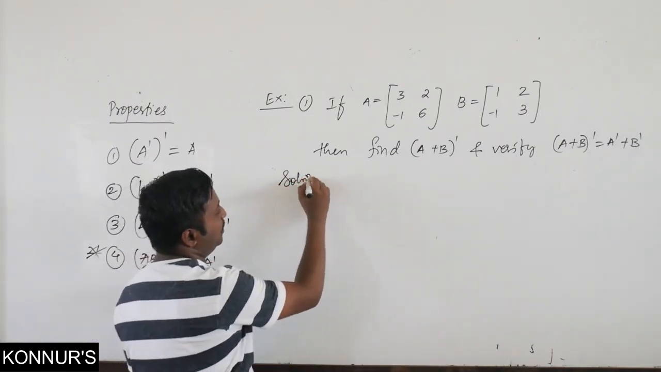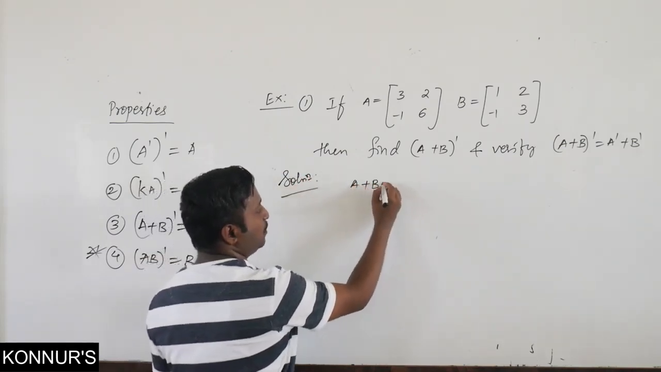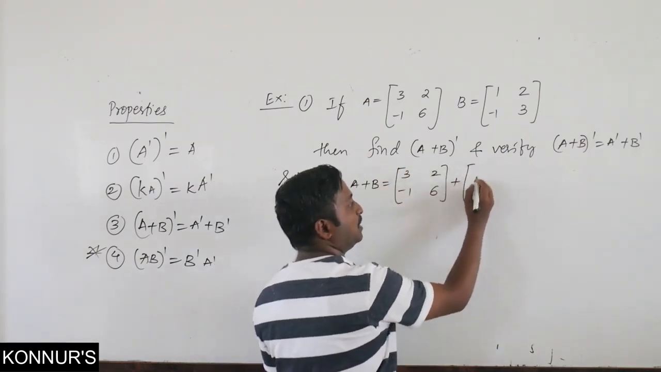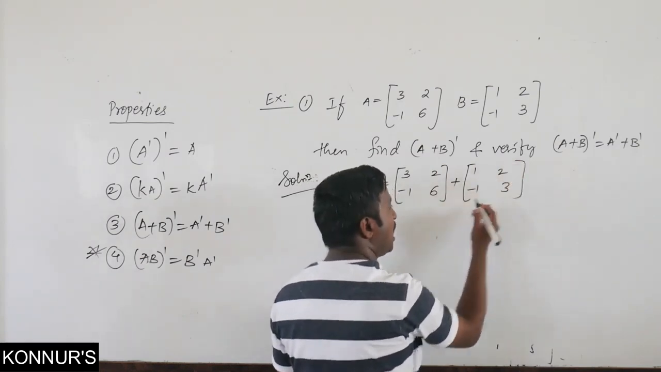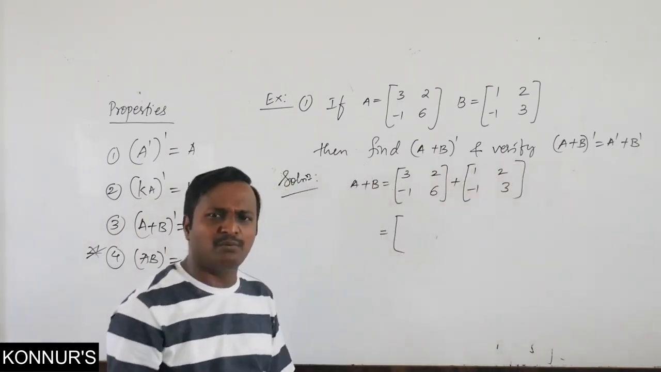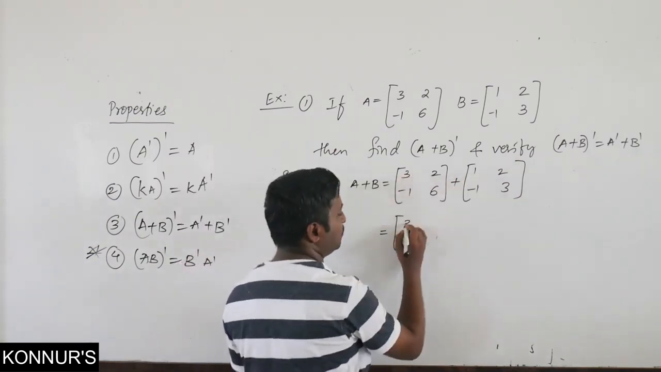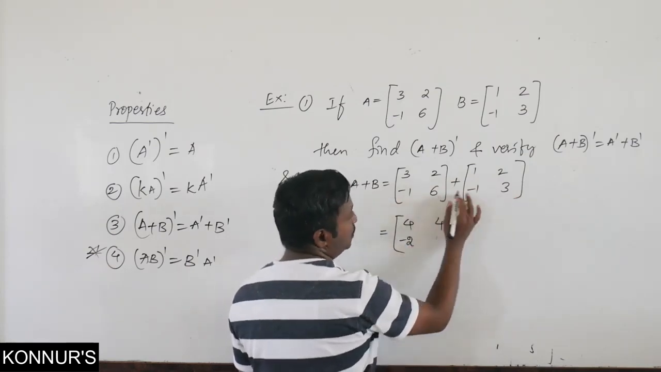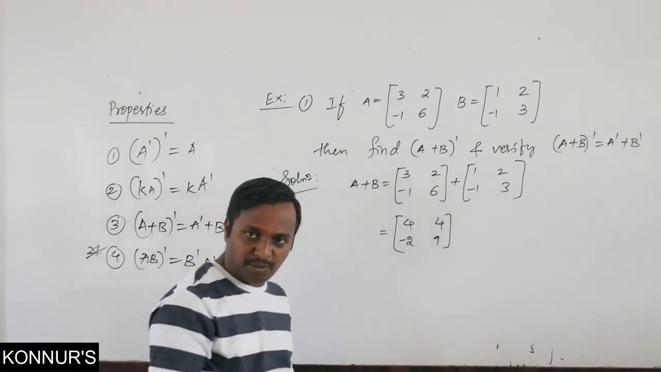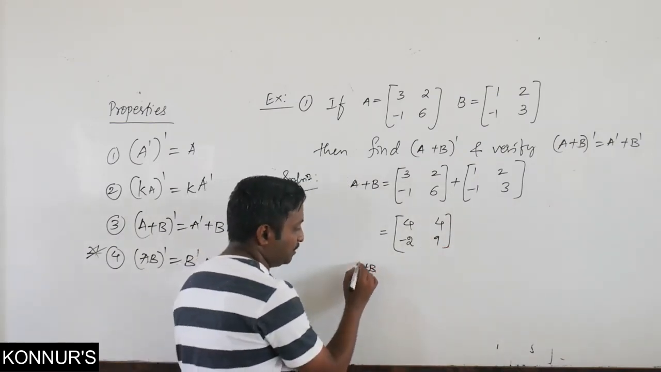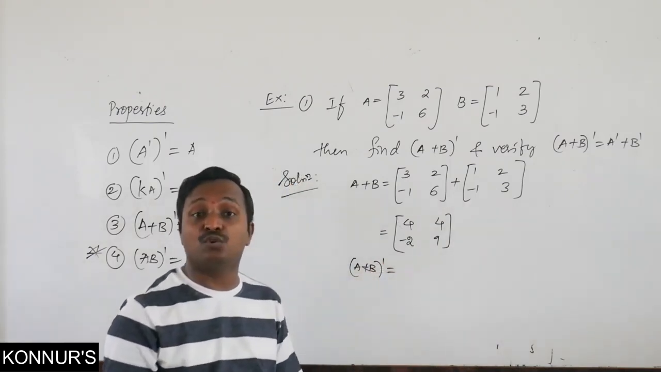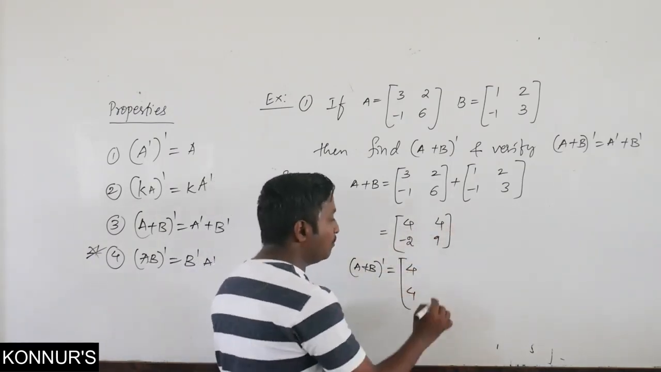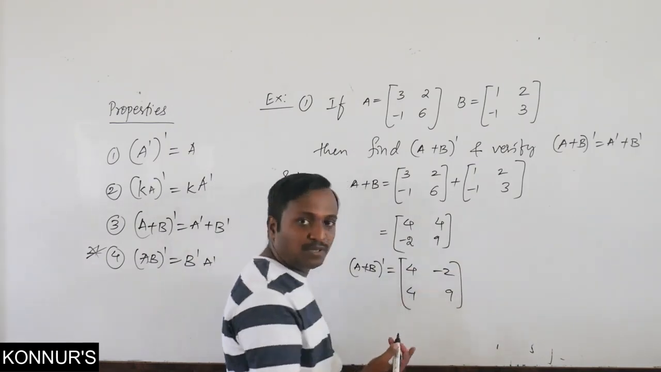Solution is very simple. A plus B we need to find. What is A matrix? 3, 2, minus 1, 6, plus B matrix, what is B matrix? 1, 2, minus 1, 3. Adding the matrices, very simple. 3 plus 1 becomes 4. 2 plus 2 becomes 4. Minus 1 plus minus 1 becomes minus 2. 6 plus 3, 9. This is the A plus B matrix. A plus B whole dash is nothing but interchanging the rows and columns of the given matrix. So we interchange, row becomes a column and row becomes column. This is A plus B whole dash.